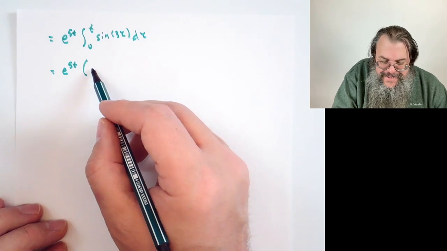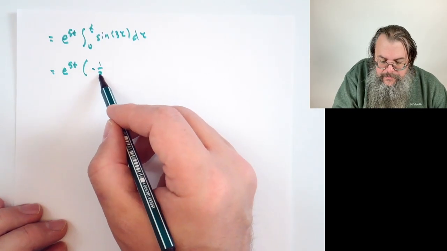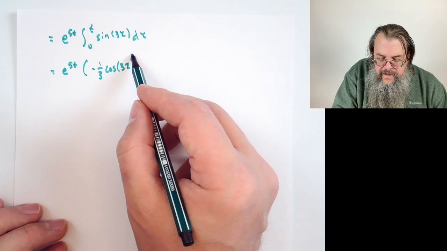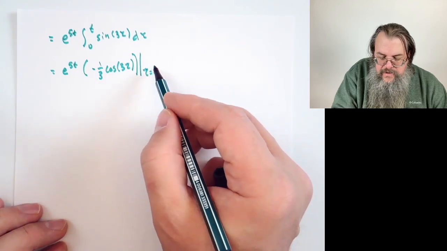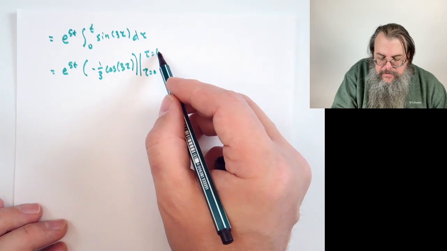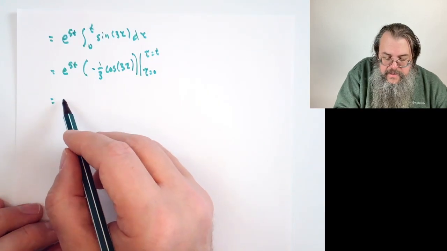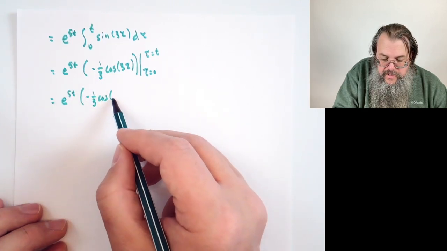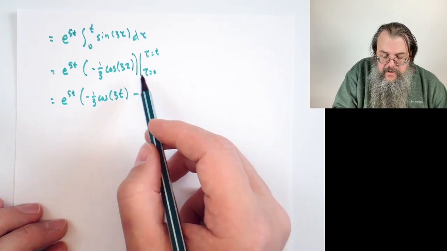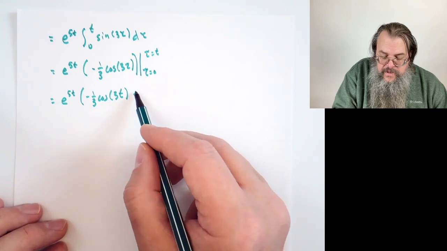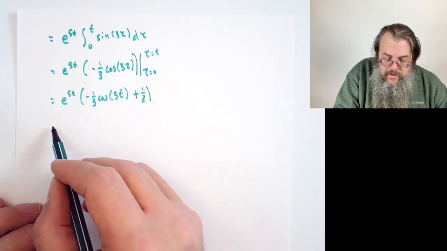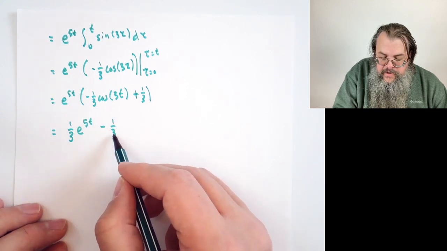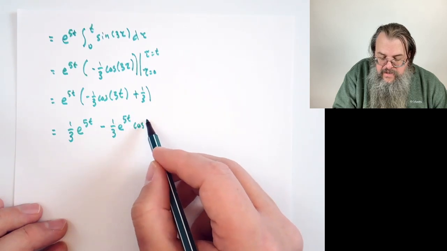Wait, which one is it? Yeah. So negative, because of the 3, 1/3 cosine 3 tau. Evaluate that from tau equals 0 to tau equals t. And what we end up with is e to the 5t times minus 1/3 cosine 3t, subtract, plug in 0, you get minus 1/3, which actually becomes plus 1/3. Or we can write this as 1/3 e to the 5t, subtract 1/3 e to the 5t cosine of 3t.